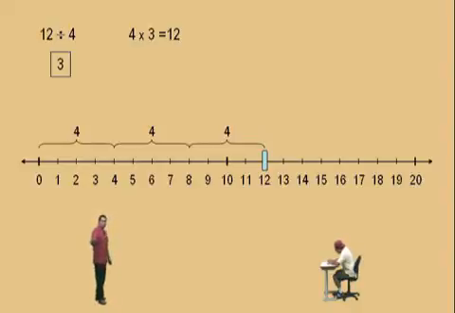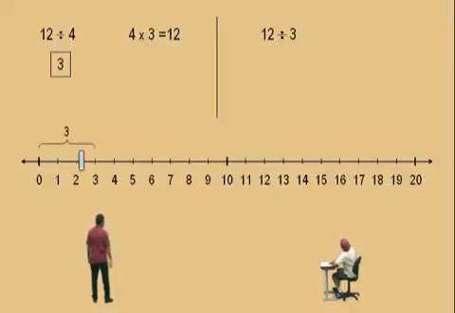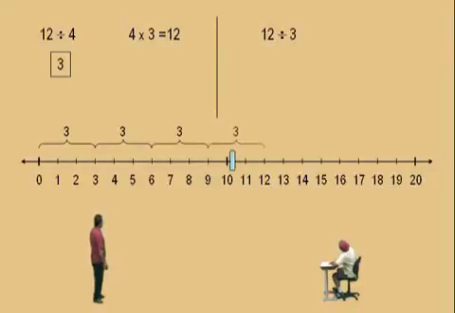Now, I know you're probably out there thinking, hey, what about 12 divided by 3? Well, let's do that one right now. 12 divided by 3. How many 3s go into a 12? Well, here's 1 3. Here's another 3. Here's another 3. And one more 3. Okay, Charlie, how many 3s does it take to make up a 12? 4. 4 of them. So 12 broken up into 3s, how many 3s are there? 4. There's 4 of them. So 12 divided by 3 is 4.